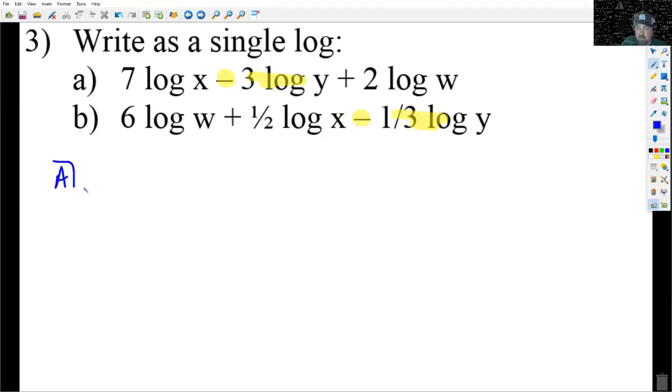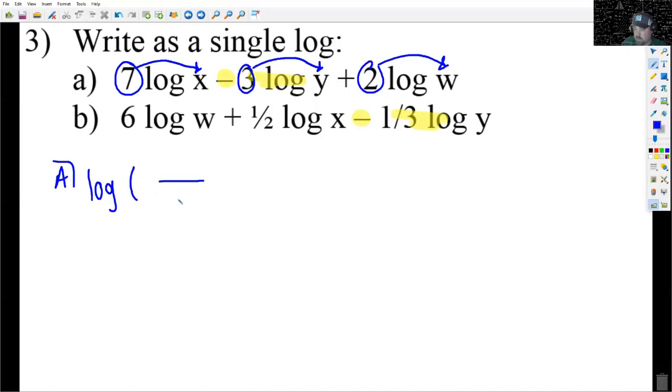Let's do A. So we're going to write this as one log. And we know we're going to get the numerator and the denominator. This is going to become a power here, as well as this, as well as that, on each one of those variables. The y variable is going to be in the denominator, because it has that minus, to its whole power. And then everything else that was positive ends up in the numerator. So that's x to the 7th w squared. And just make sure nothing cancels, which nothing does here.